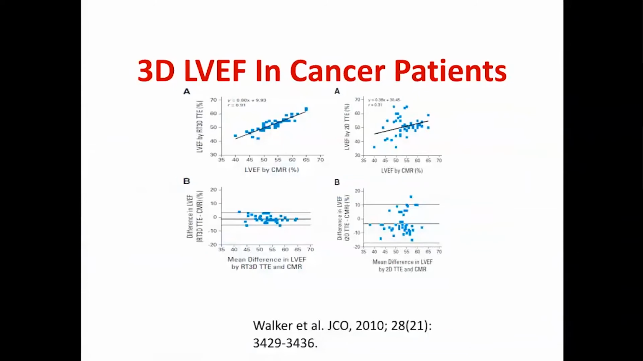This is a publication that came in 2010, and this is comparing it against what we consider the gold standard, which is CMR. So take a look over here. This is 2D echo versus CMR. Take a look at the R value, 0.31. It's terrible, right? Take a look over here at the Bland-Altman. So this is the mistake that we made. Take a look, it can be up to 20 points of ejection fraction. Is this what we want if we are going to be using ejection fraction as the trigger to move the patient from a stage A to a stage B?